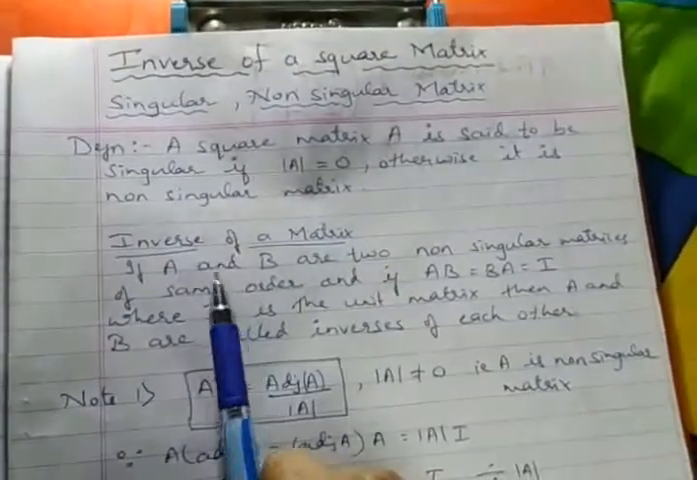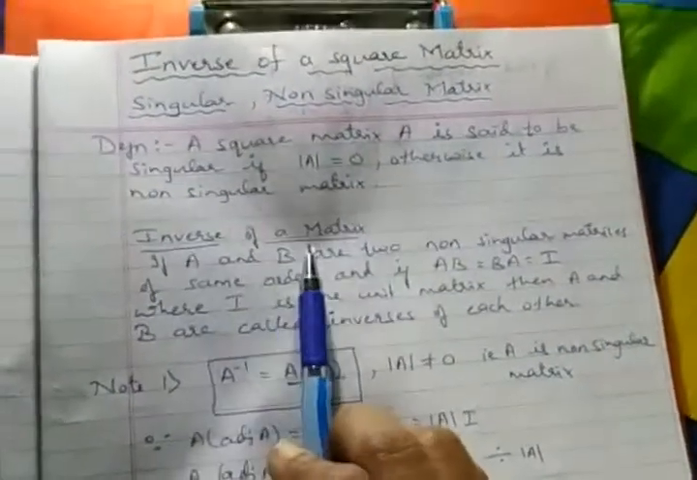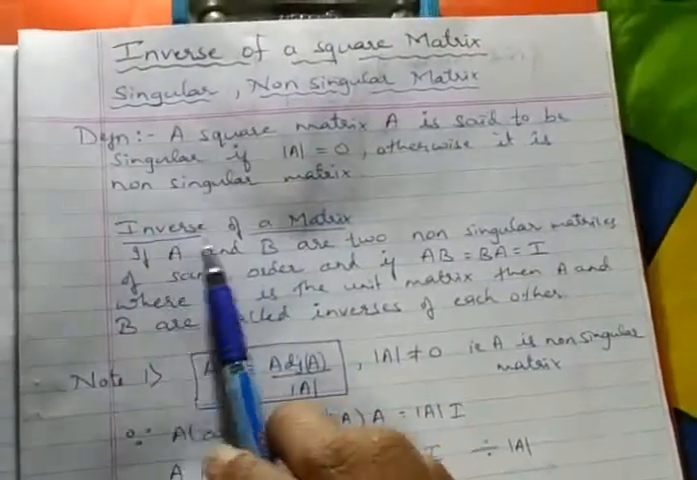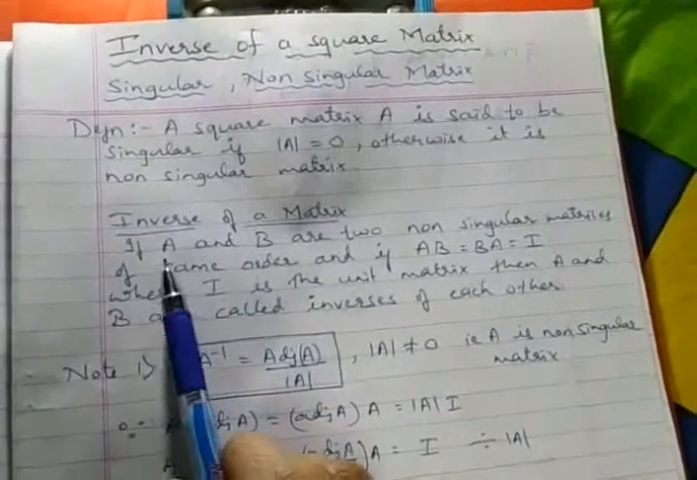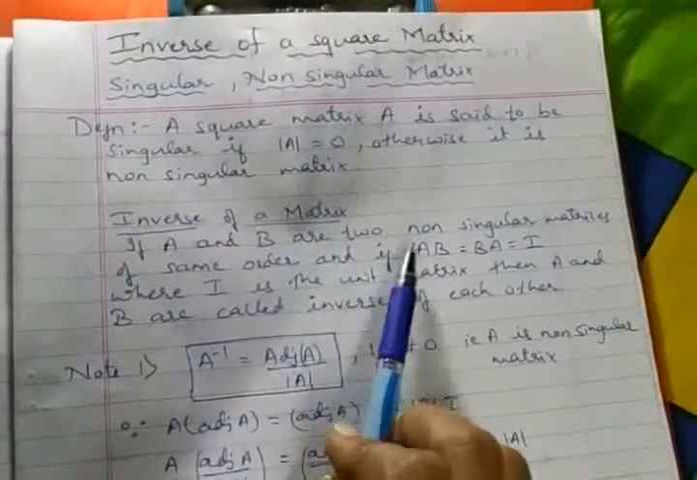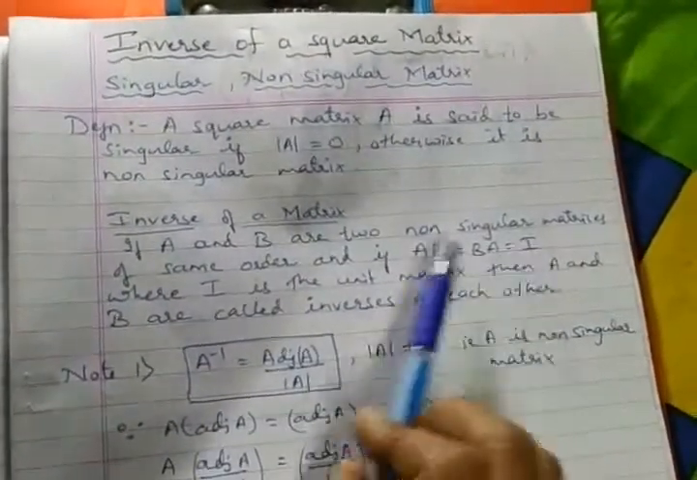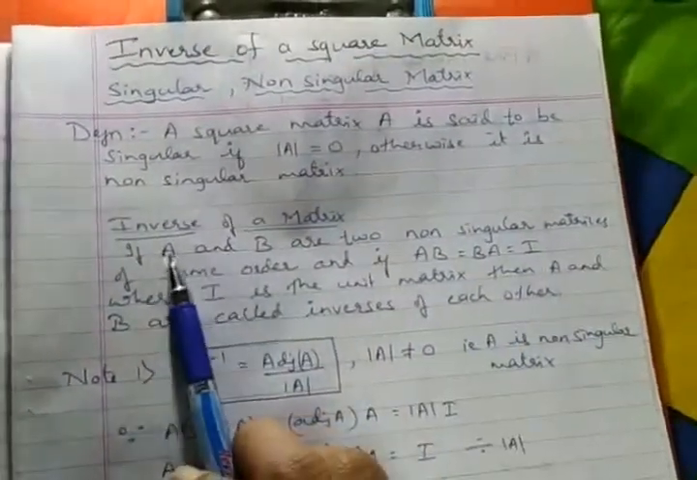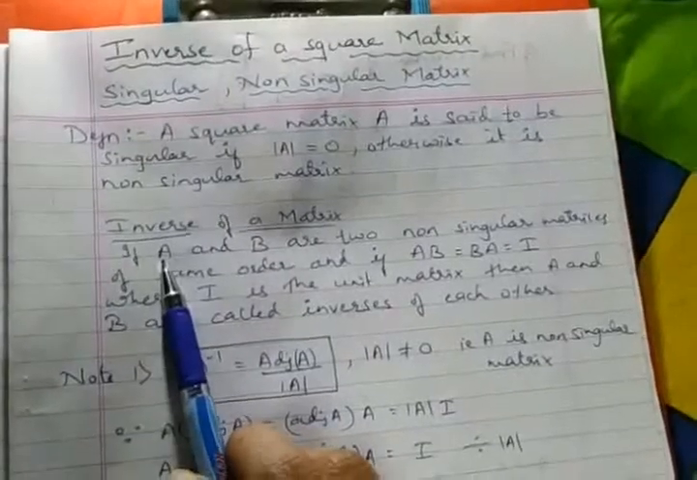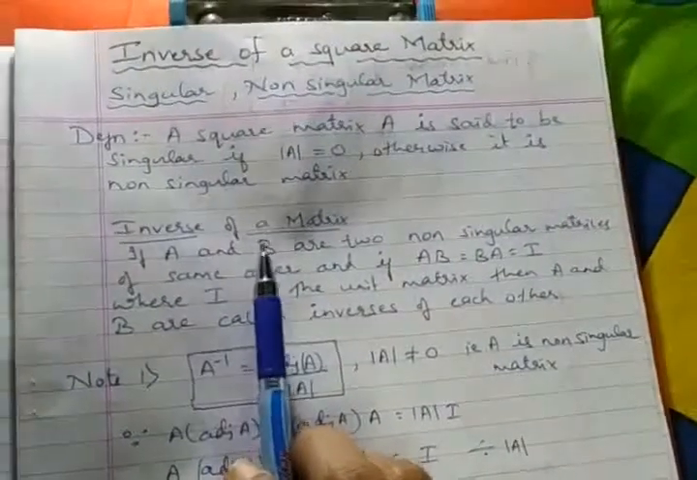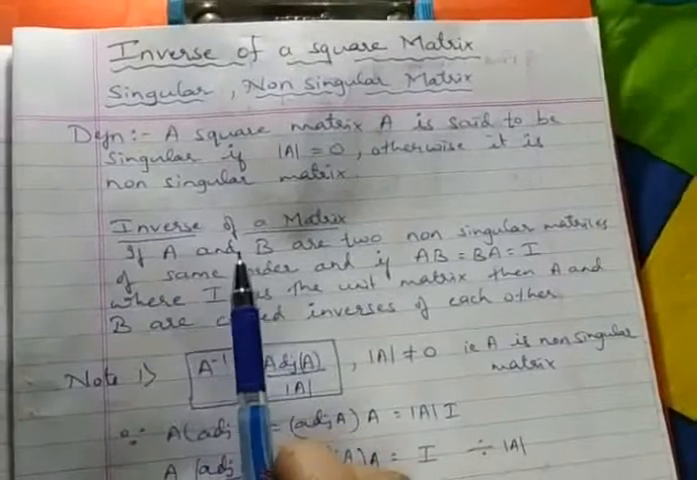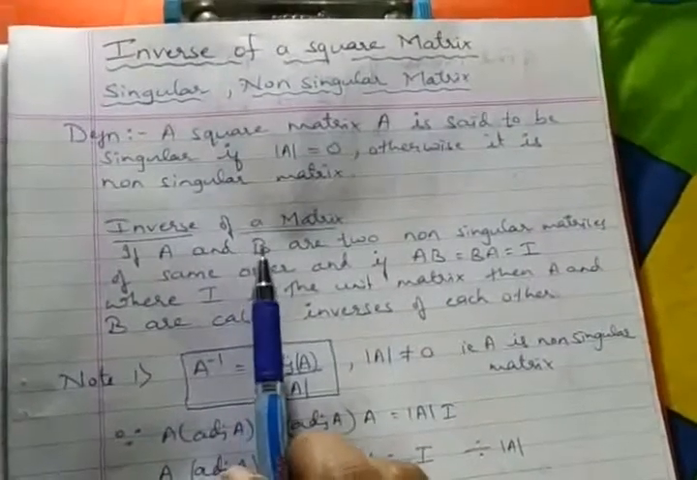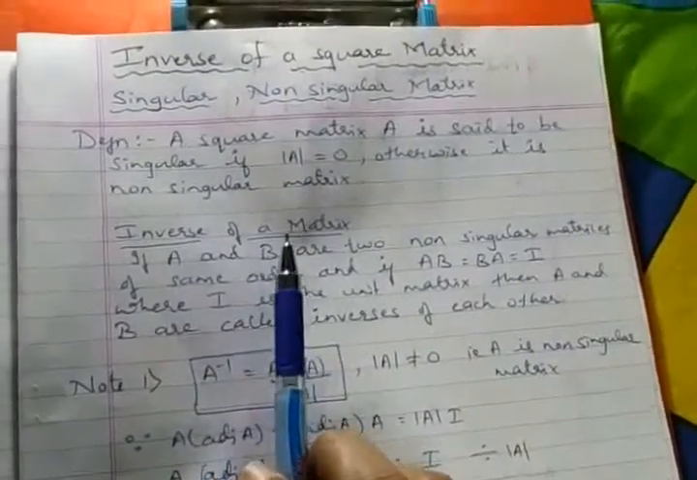Why? Because, let's go for the definition of inverse of a matrix. For inverse of a matrix, we have to say if A and B are two non-singular matrices, that means determinant value should not be equal to 0. The determinant value should not come 0. Only then does the inverse concept exist.